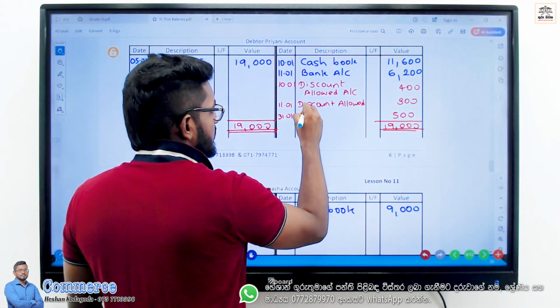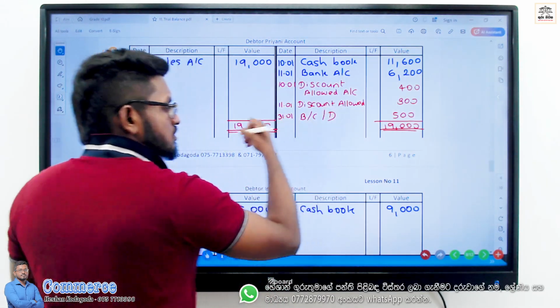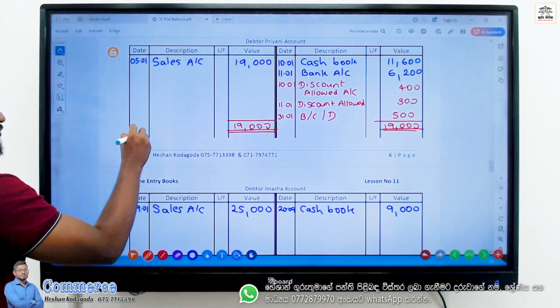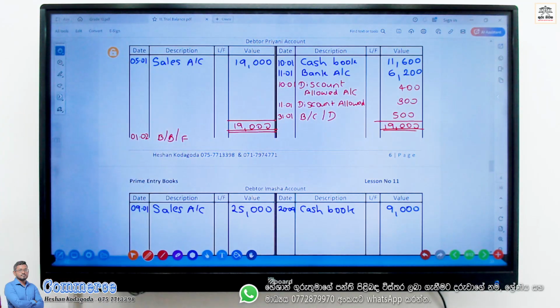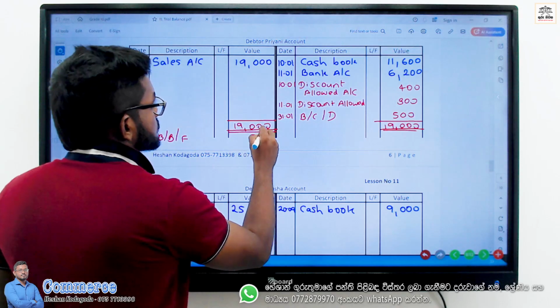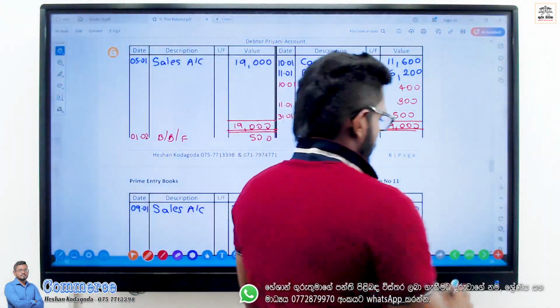31st of January, balance carried down. 1st of February, balance brought forward. How much in rupees? 500. Debtor Priyani account 500.